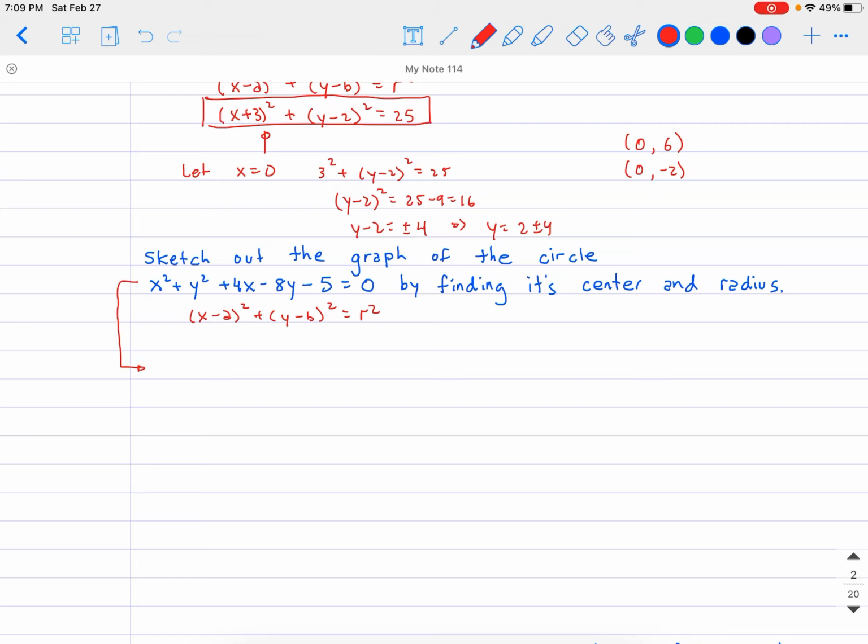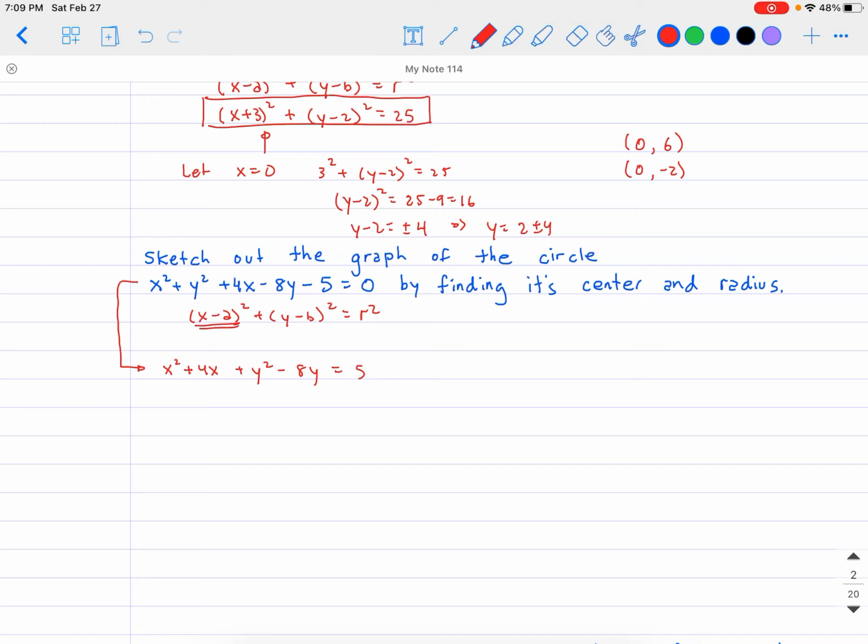I'm going to take all the x values and combine them together. So we have x squared plus 4x, and then plus y squared minus 8y is going to be equal to 5. So note, all the x terms are next to each other, all the y terms are next to each other, and the constant is going to be over there on the right. Now, that doesn't necessarily mean that we're done, because we need to change it a little bit more.